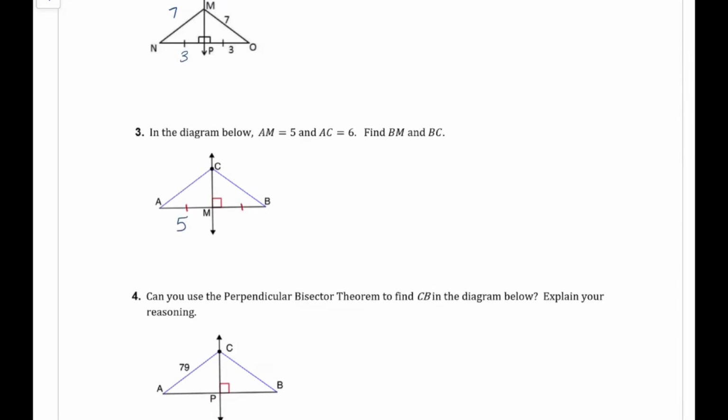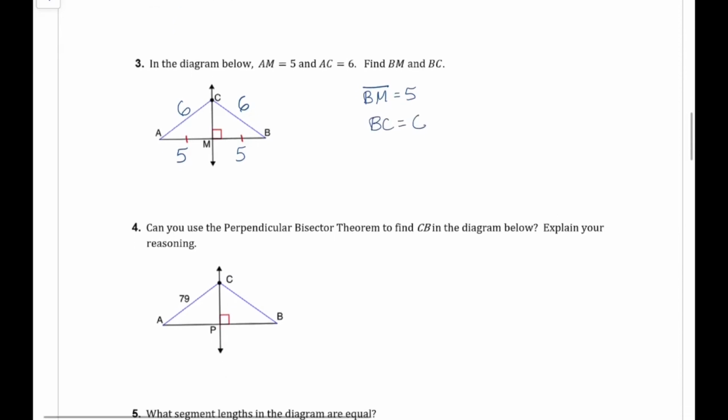Example 3, AM equals 5, AC equals 6. So we're finding BM and BC. So since it's a perpendicular bisector, CB has to equal 6 and MB has to equal 5, or BM has to equal 5, and BC is equal to 6.